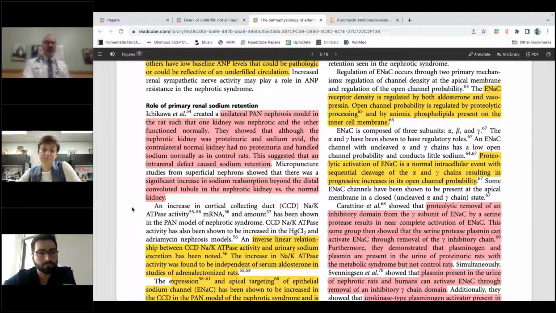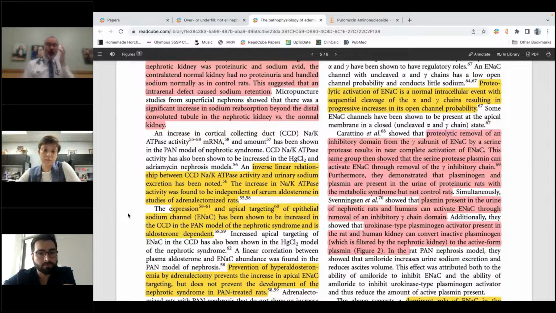So they showed a number of things that were present. One is that in the cortical collecting duct, the basolateral sodium-potassium ATPase. So remember, that's along the bottom of your tubular epithelial cells. That sodium-potassium ATPase is what keeps sodium out of the cells and pulls potassium in, and it favors that gradient. That there is more of that activity in cats that were having nephrotic syndrome.